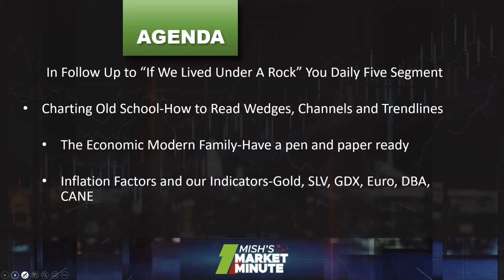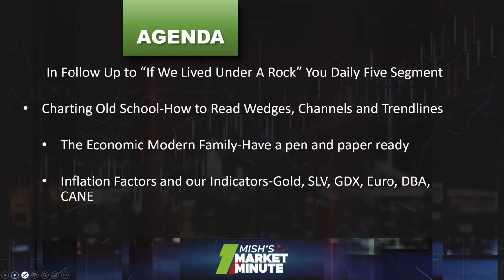I want to follow up on two major themes that I've been thinking a lot about in the last couple of weeks. One is a follow-up on what I did on the Daily 5 on Monday, which is if we lived under a rock. And the other goes back to the theme we did on April 16th, which was charting old school. Basically, we looked at the 1970s and stagflation, but this time we're going to take a look at how we began in charting long before we had all the bells and whistles of modern day. We're going to do that through the economic modern family.